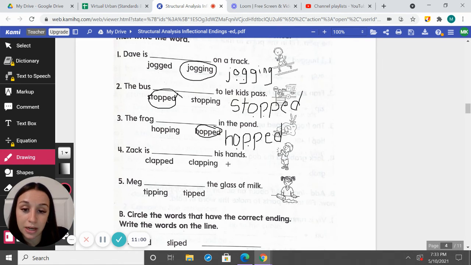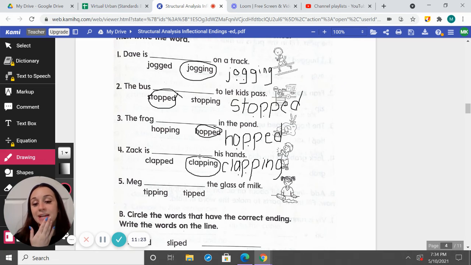Let's talk about how we were able to write that word, though. We have our root word clap. That root word ends with a vowel and then a consonant. So we double that consonant. And then since we're talking about right now, we add ing, clapping.